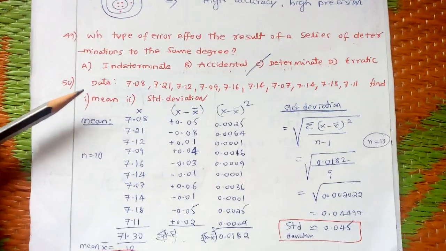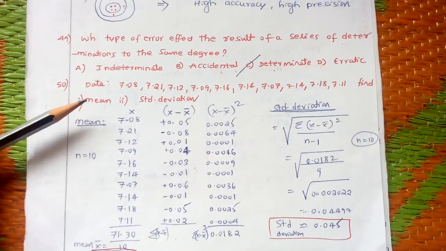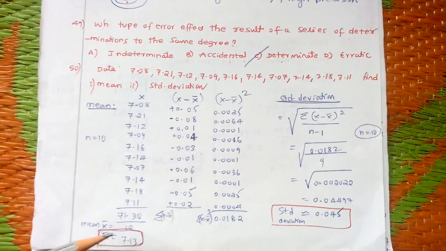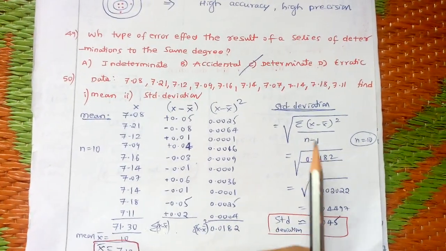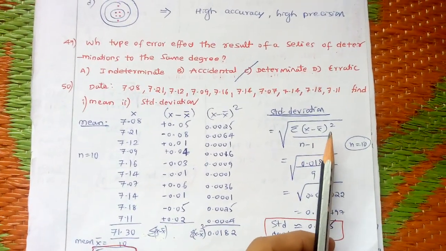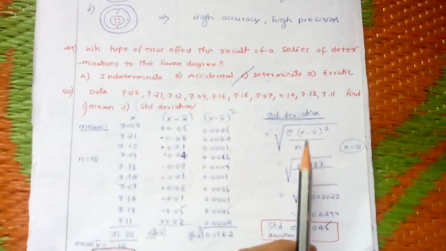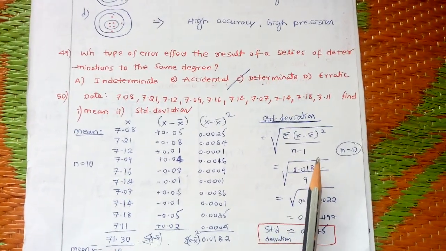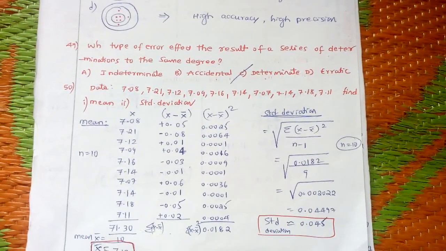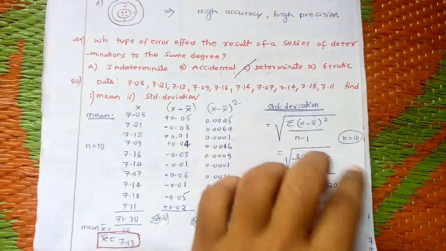Here they asked again mean and standard deviation. For the mean, you have to take the average. Again x minus x bar, I already told in the previous question, (x minus x bar) squared divided by n minus 1. On solving you will get a standard deviation of 0.045.